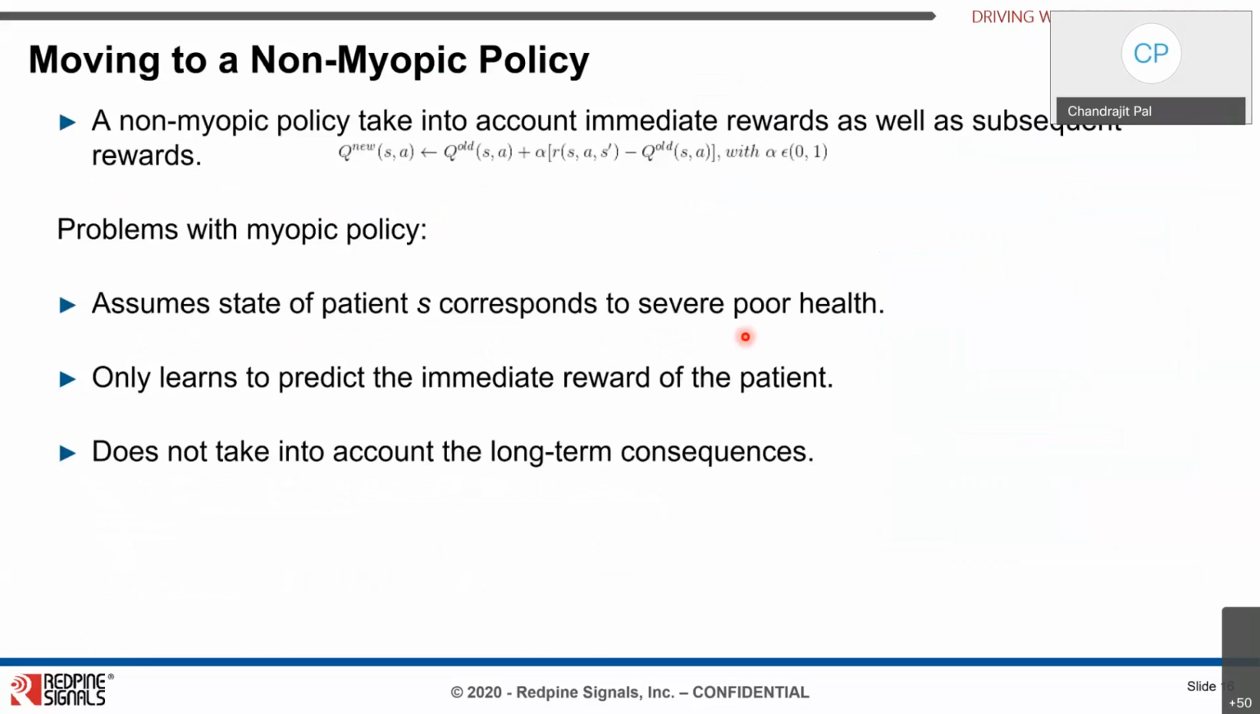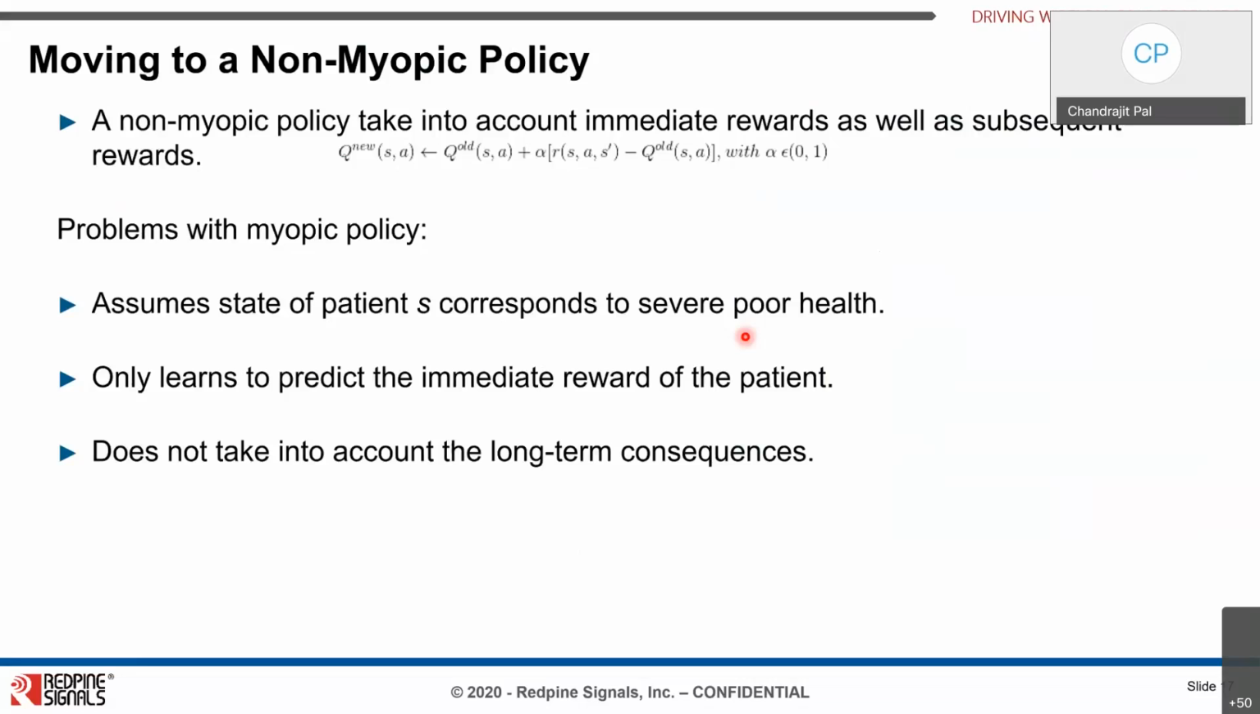Now we will see moving to a non-myopic policy. Till now what we had learned is a myopic policy, that is, it takes into account the immediate reward. So what is a non-myopic policy? It takes into account not only the immediate reward but also the subsequent future rewards. Suppose, in the form of an example, I'll tell you.